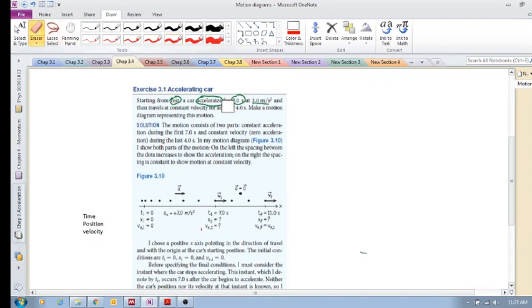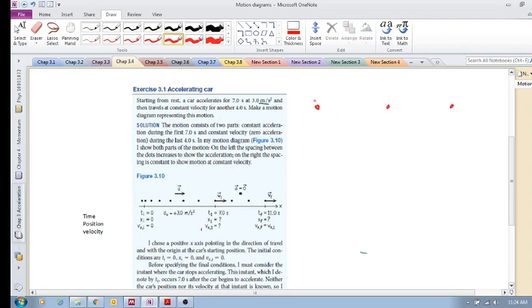Starting from rest, a car accelerates for 7 seconds at 3 meters per second squared, and then travels at constant velocity for another 4 seconds. So can you see you're actually going to have 3 points.